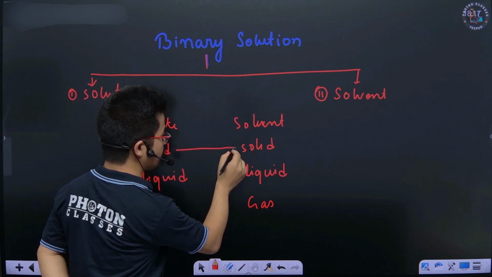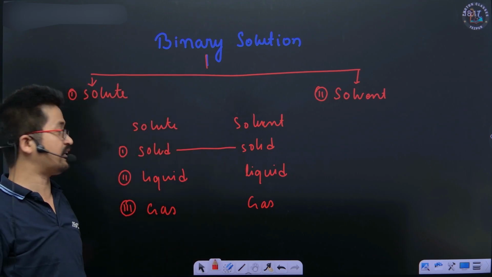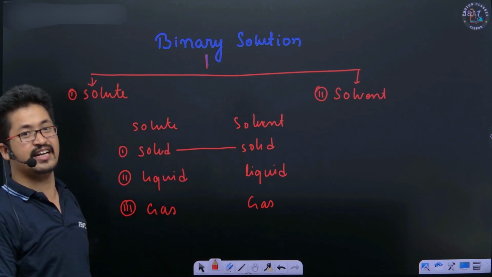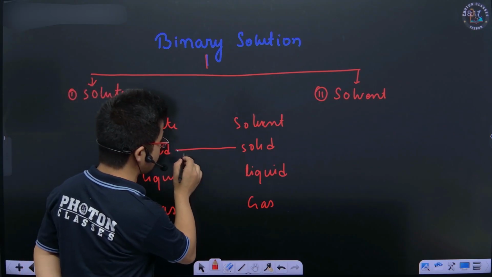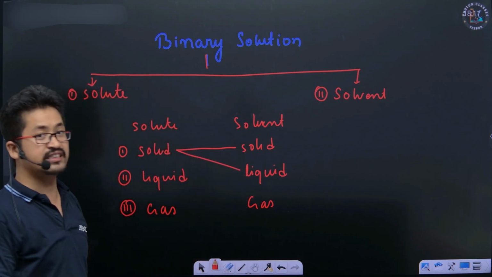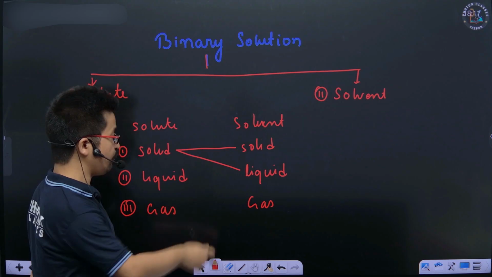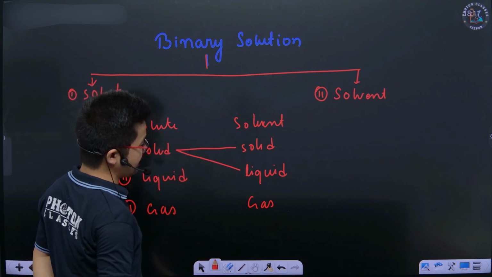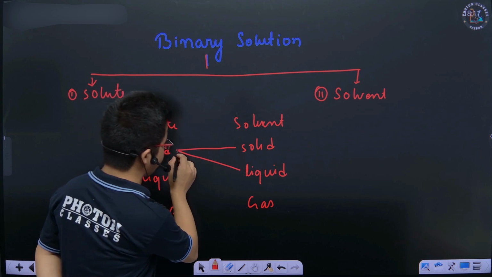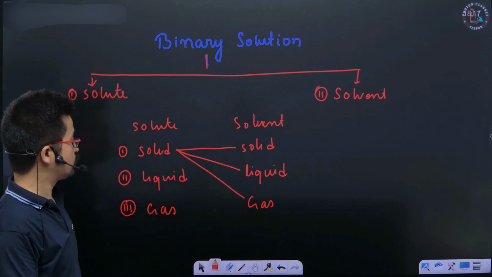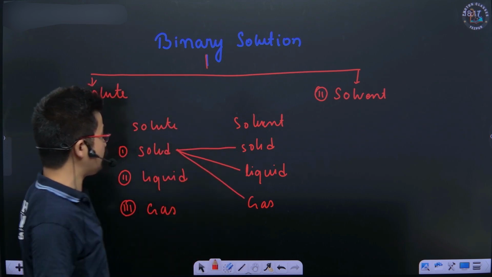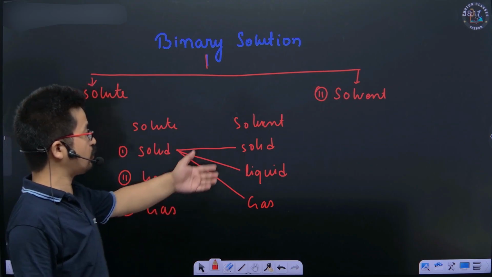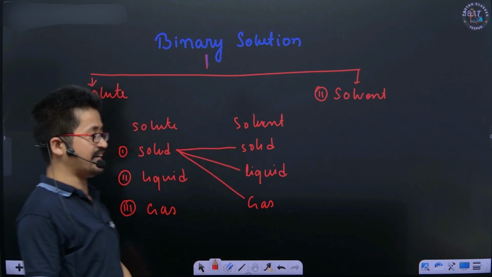So if both of them are in solid state, then we will be getting one type of solution. Similarly the solute can be in solid state and the solvent can be in the liquid state. So in this way we will be getting the second type of solution on the basis of physical state. The next one, the solute can be in the solid state and the solvent can be in the gas state. So in this way we will be getting three types of solution when the solute is in solid state and the solvent is in solid, liquid or gas state.